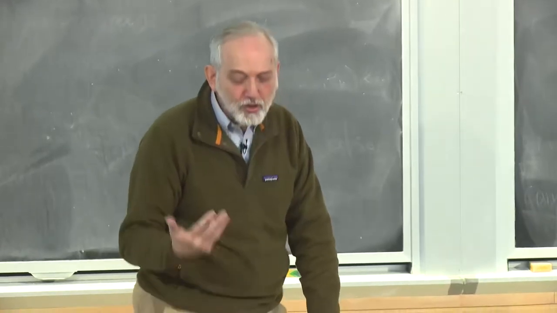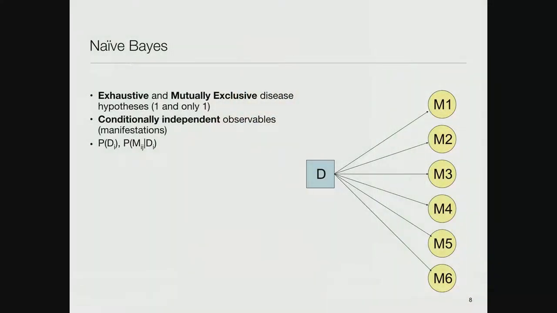Okay, well, a more sophisticated model is something like a naive Bayes model that says if you have a disease and you have a bunch of manifestations that can be caused by the disease, we can make some simplifying assumptions that say that you will only ever have one disease at a time, which means that the values of that node D form an exhaustive and mutually exclusive set of values. And we can assume that the manifestations are conditionally independent observables that depend only on the disease that you have, but not on each other or not on any other factors.